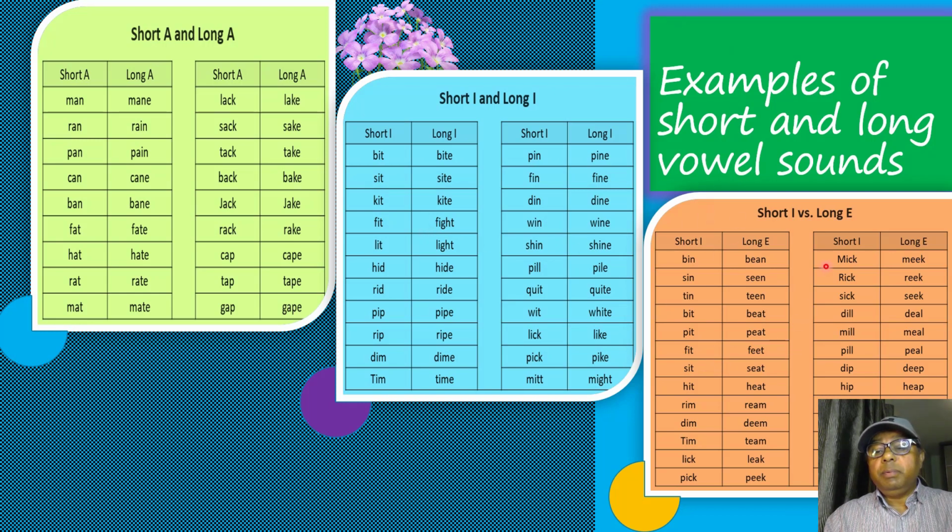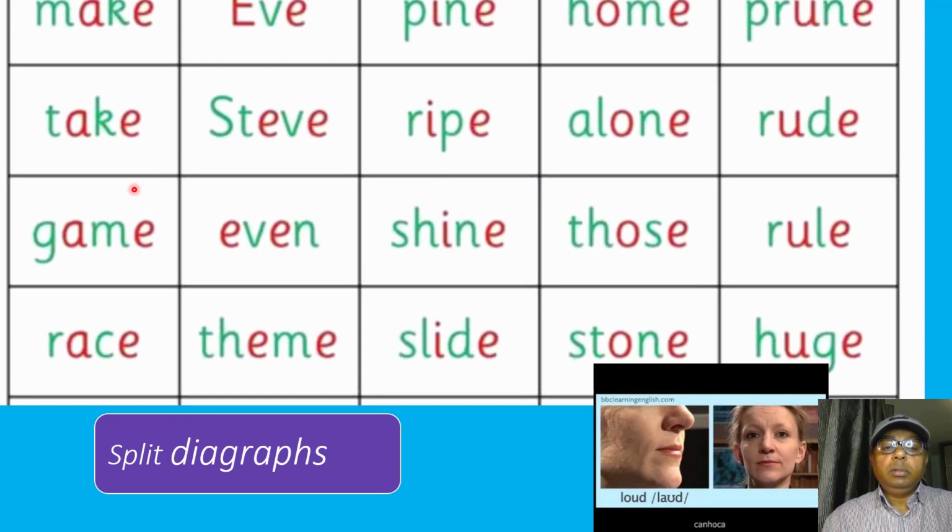Similarly, here I have made a list to show some more examples of short and long vowel sounds. Now, there are some examples of split digraphs making the long vowel sounds, like m, a, k, e, make, then take, game, and you can see all the letters are highlighted in red to show the long vowel sounds.